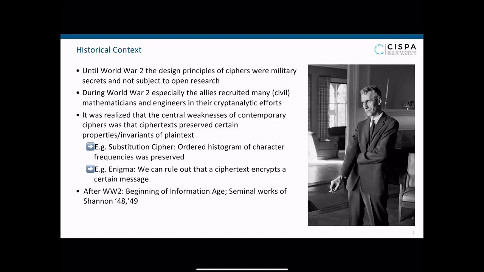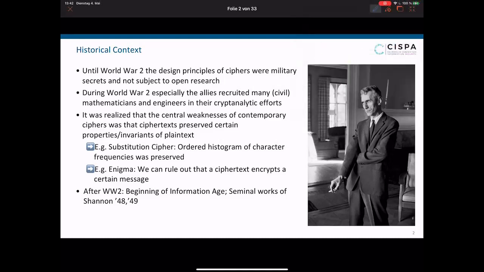So in 1948, he introduced this whole mathematical framework of information theory. And in 1949 already, he applied this newfound framework to analyze and model the security of cryptographic ciphers of the time.